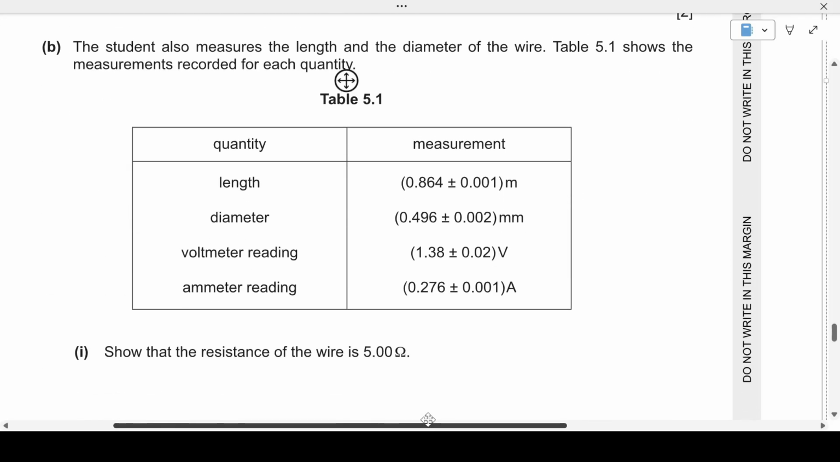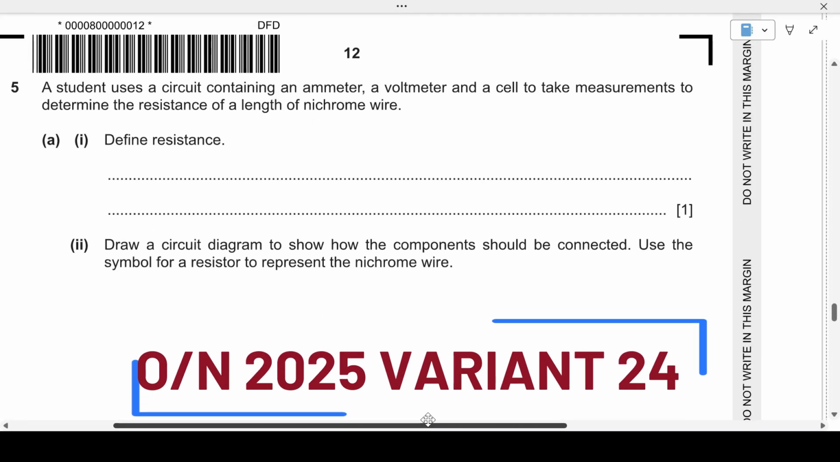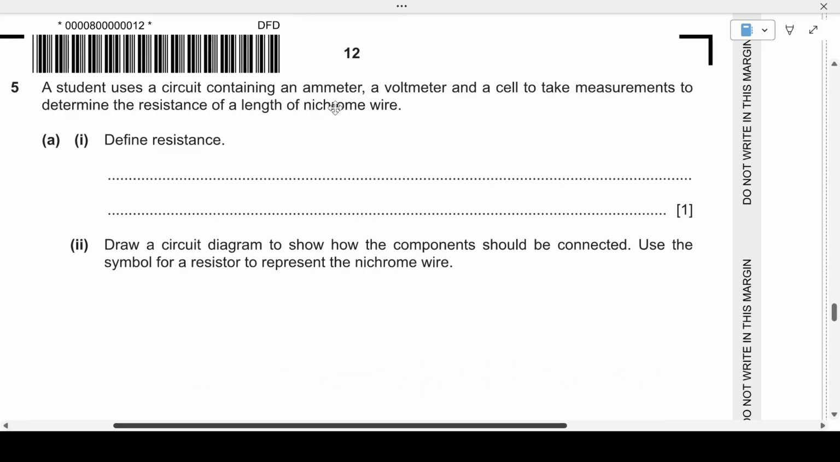So October, November 2025, paper 2-4. A student uses a circuit containing an ammeter, a voltmeter, and a cell to take measurements to determine the resistance of length of nichrome wire.